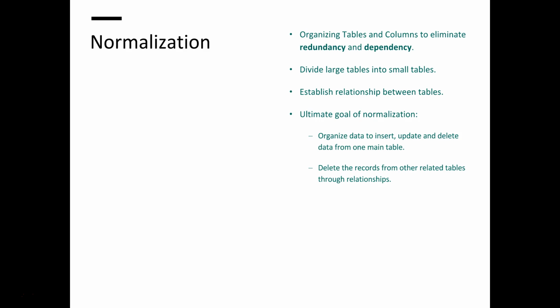The ultimate goal of normalization is to organize the data so you can insert, update, and delete data from one main table and have the records in other related tables deleted through relationships. If I delete a customer, I want to delete all his previous orders, and it will automatically be deleted using cascade delete. Again, be cautious when you try to issue a delete statement from the application or the query. Make sure there are no cascading delete constraints set on the database system.